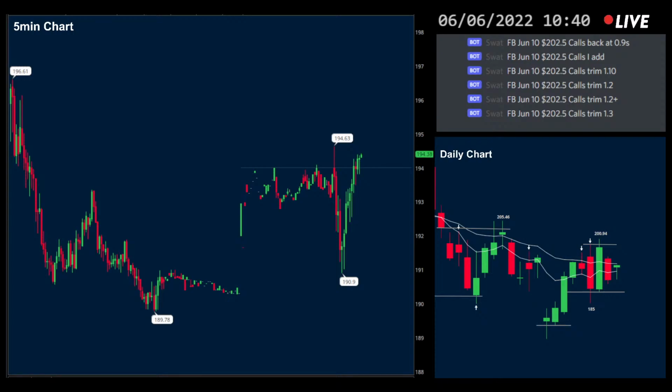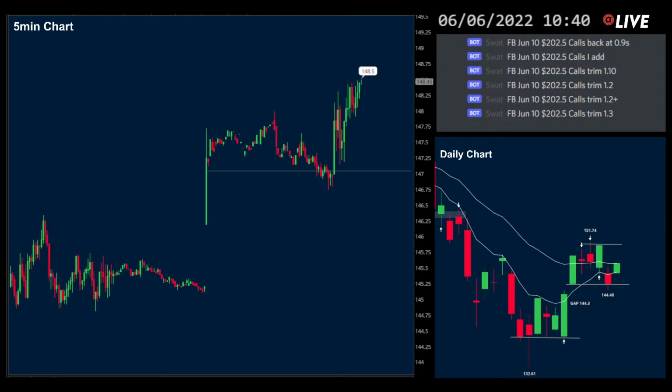Okay, Facebook trying now. I'm trying to be patient, but this market is very slow. Facebook needs above 195. Apple squeezing. Apple right at the 21-day moving average. We tried a short, did not work.